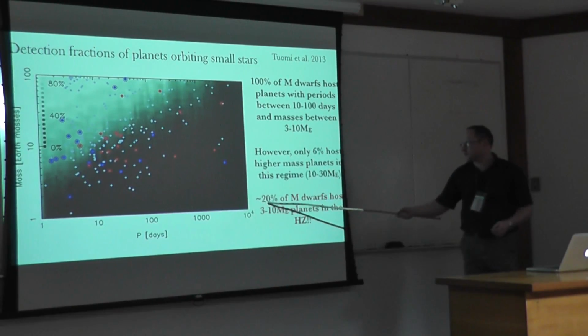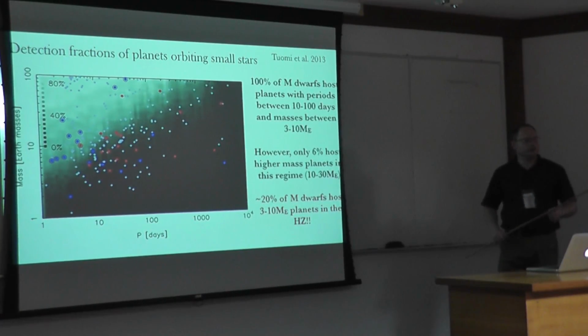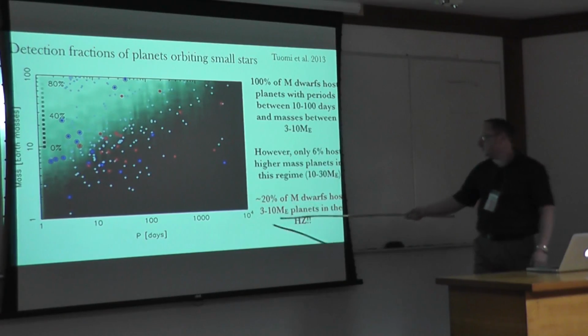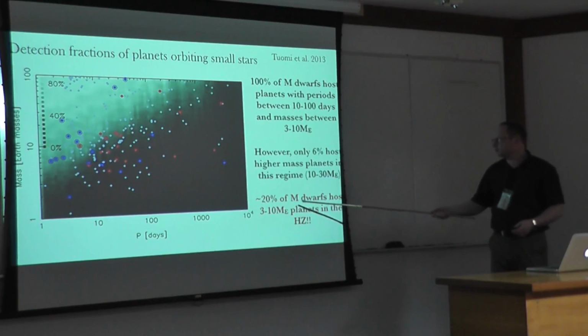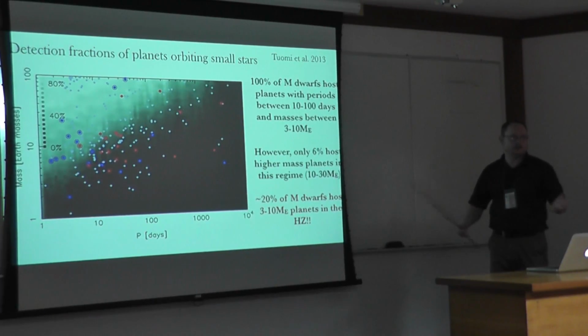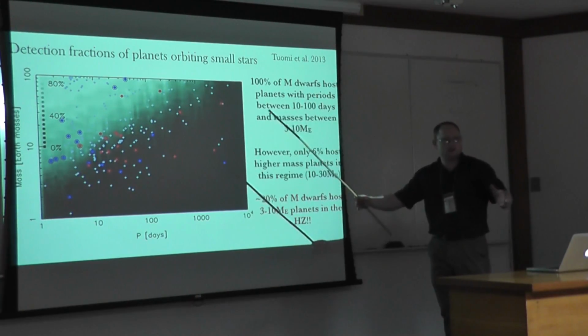And we've got new statistics coming out on this, but it tends to be roughly the same. We have about 20% or so of M dwarfs having 3 to 10 Earth mass planets in the habitable zone. So the habitable zone of M dwarfs is rich in planets. And remember I showed yesterday that, for instance, GJ 667C had 2, possibly 3 in its habitable zone. These things are all dynamically packed, or at least packed in some respect.